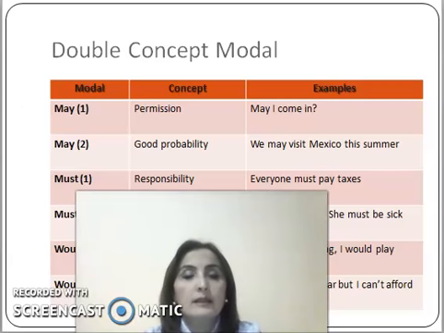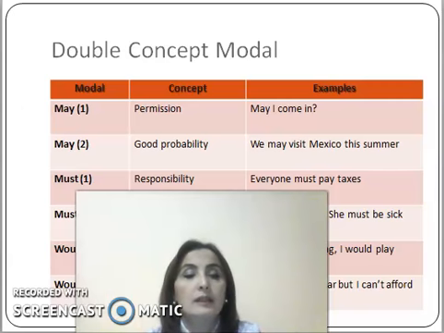The next modal is "must". The first meaning is responsibility. Everyone must pay taxes. The next one is again "must". The second meaning here is assumption. The example is: she didn't arrive. She must be sick. Here we use the assumption meaning.